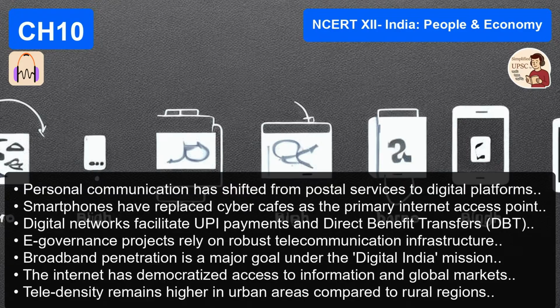E-governance projects have a built-in bias towards technology, and the 2025 GS1 question on smart cities. And how do you connect them? Well, you simply cannot have a smart city without the optical fiber and satellite links that are discussed in this chapter. The communication infrastructure is the plumbing of the digital age.